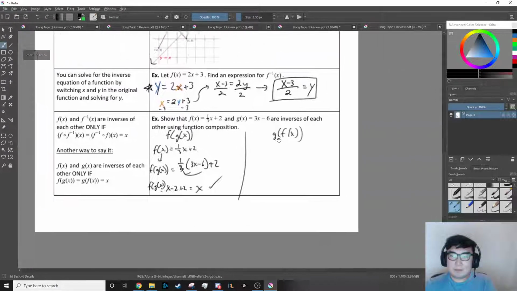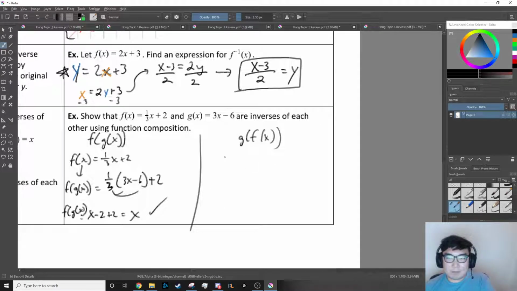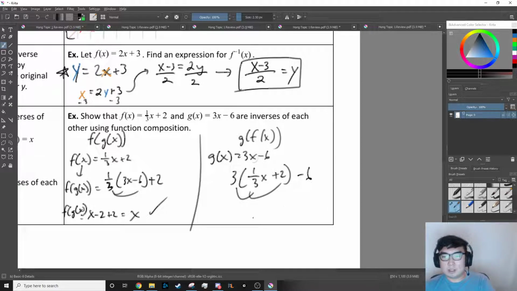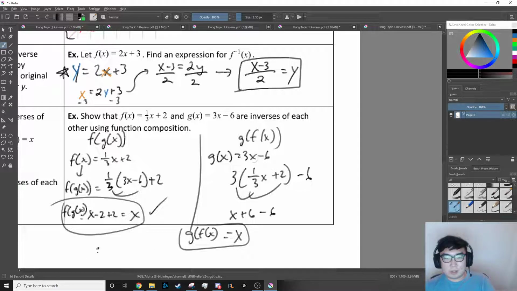If I do this side really quickly, I have to write my first equation, or my outside equation, which is 3x minus 6. Then I put in this x for f of x. And I'm going to just do that really quickly, which is like so. Then I distribute, which is x plus 6 minus 6. Then it's x, which is g of f of x. So this is true. So these are inverse of each other.